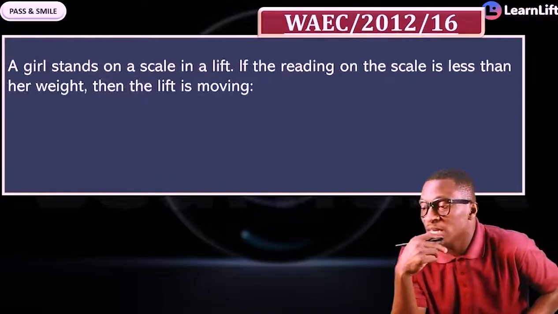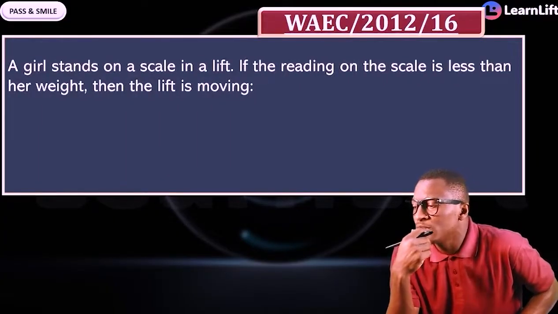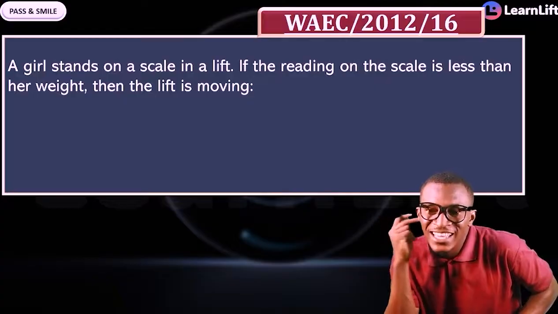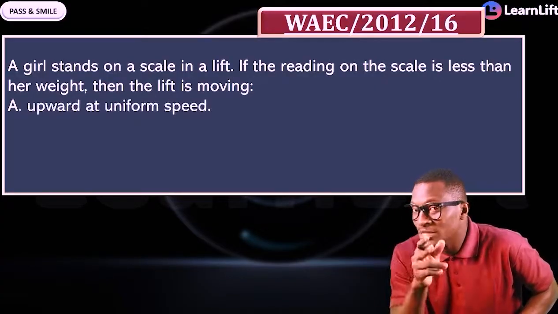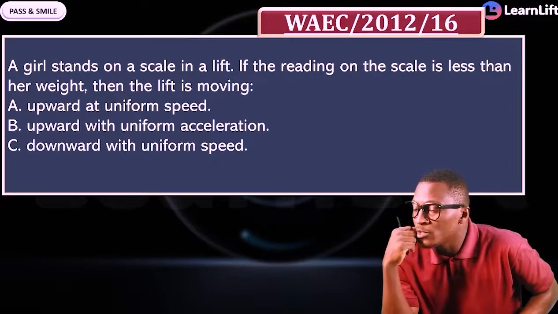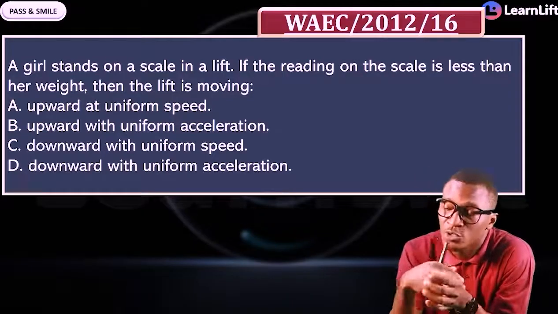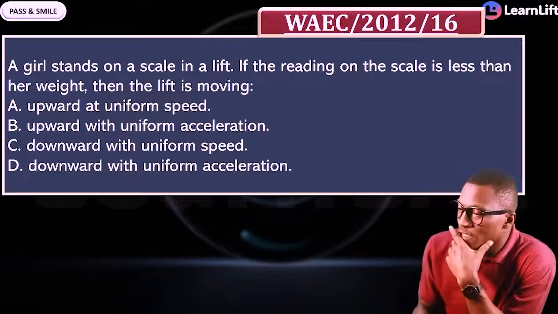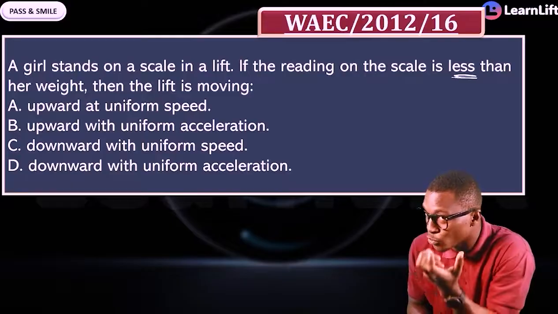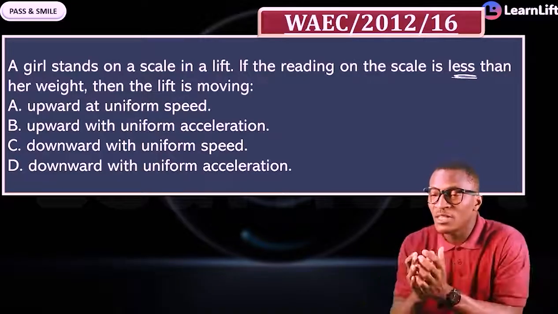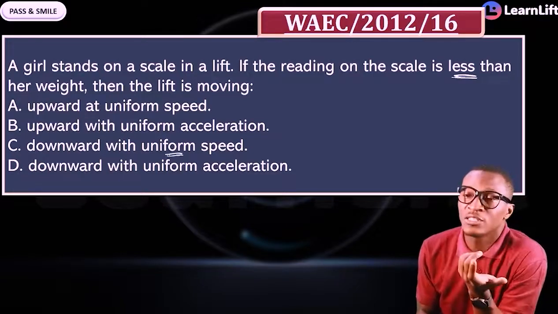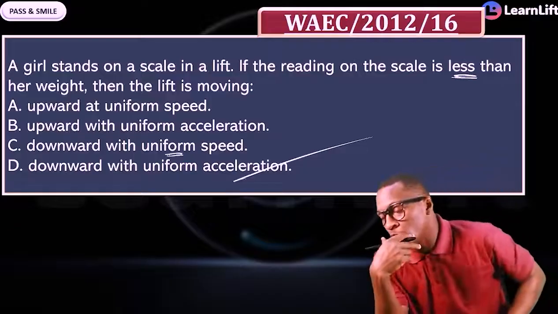2012 question 16. The question says a man stands on a scale in a lift. If the reading of the scale is less than the weight of the man, is the man moving upward or downward? It's less than. Option A says upward at a uniform speed. B says downward with a uniform acceleration. C says downward with a uniform speed. D says downward with a uniform acceleration. If the man is feeling less than his weight, it means he's moving downward, right? If it's going up, it will look bigger. If it's moving downward, it will look smaller. Now, C and D are smaller, but if we say uniform speed, it means it's not accelerating. So that makes option D the answer.